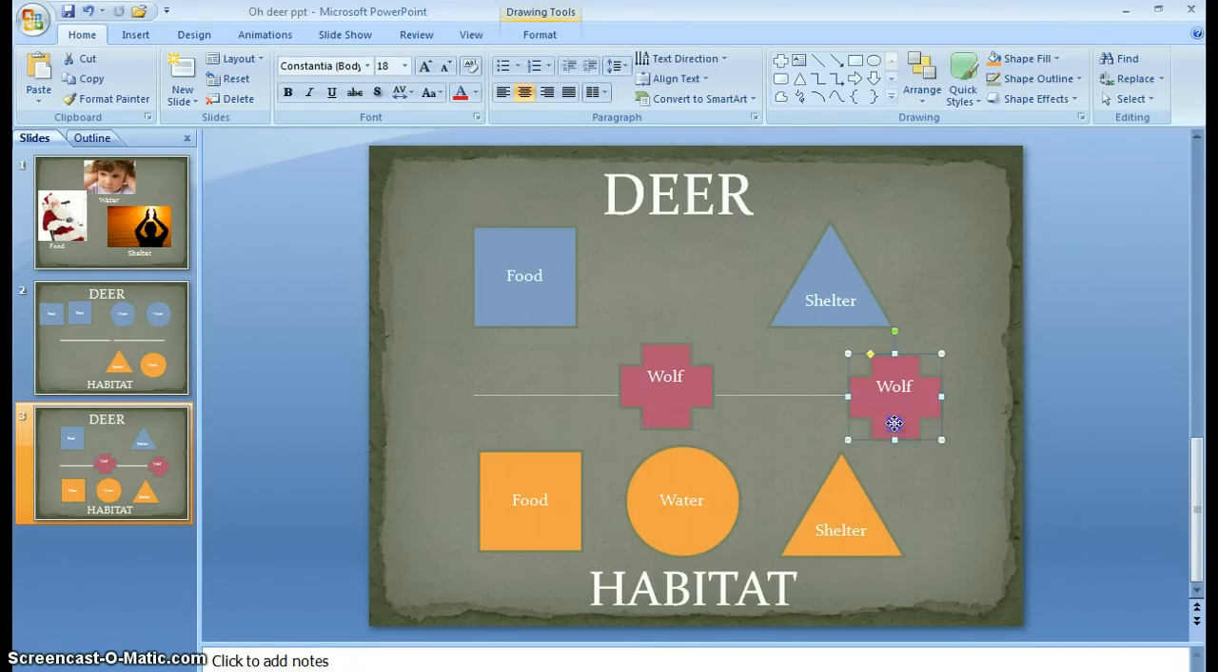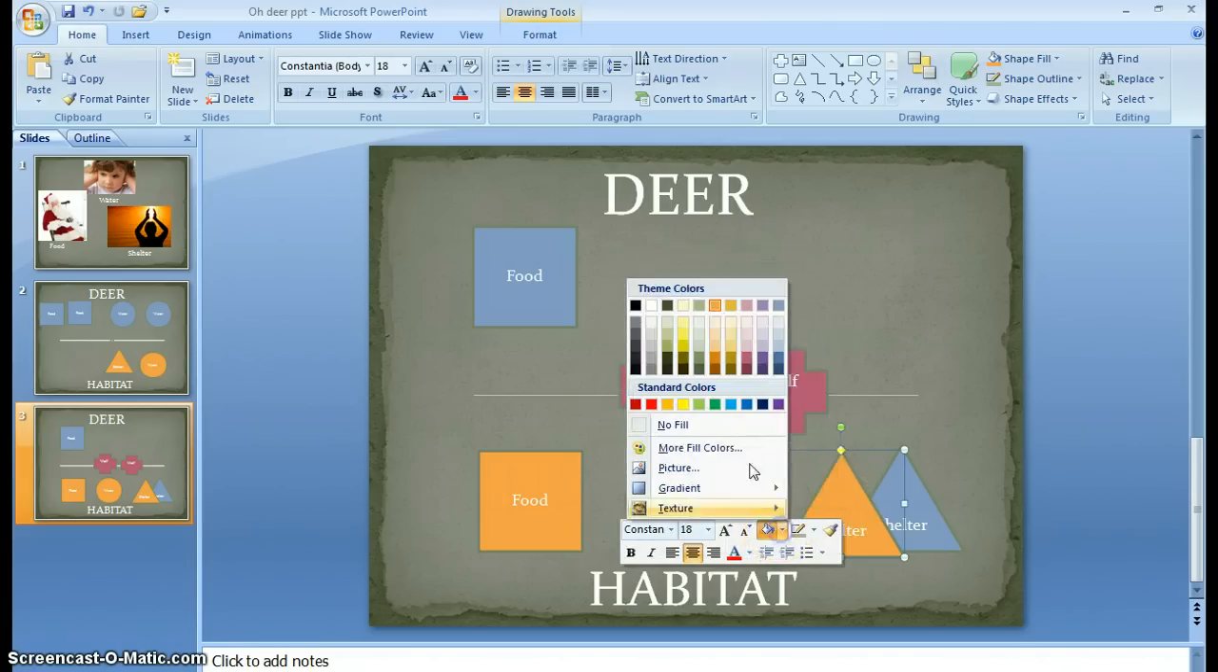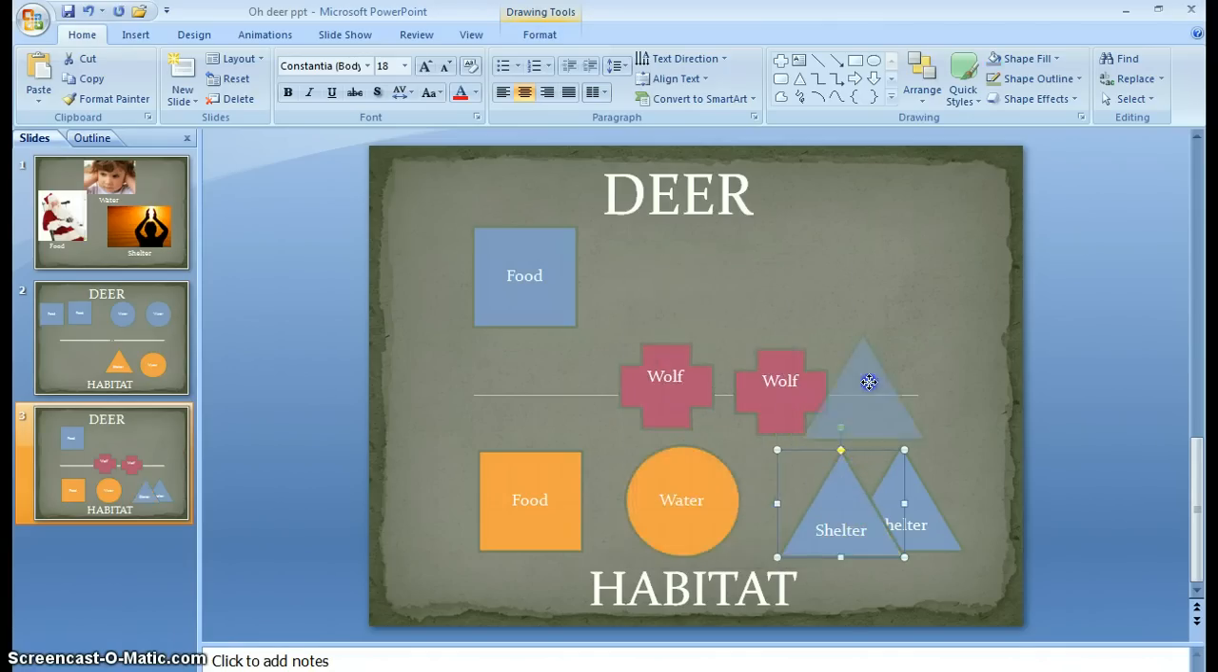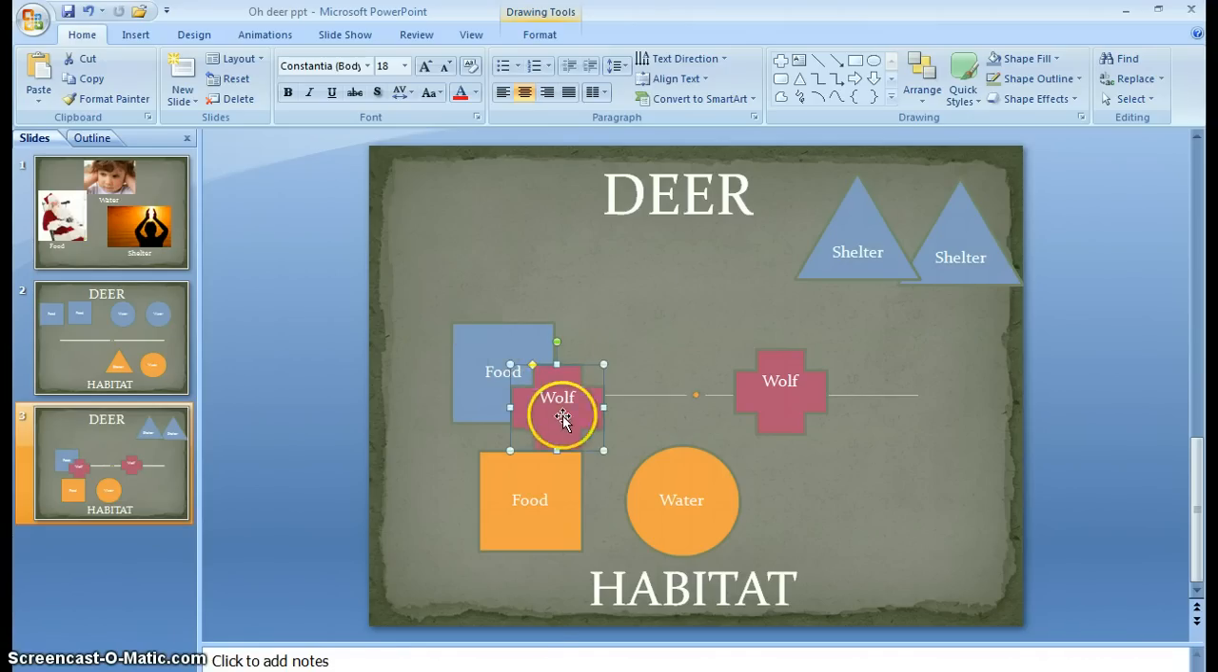Alright, so the same rules apply. If this shelter makes it all the way across without getting tagged by a wolf, then the shelter that it went to turns into a deer. And then for the next round, we'll move back over here. If this food is running across here, but gets tagged by the wolf, it'll turn into a wolf, and the deer will go away. All right.